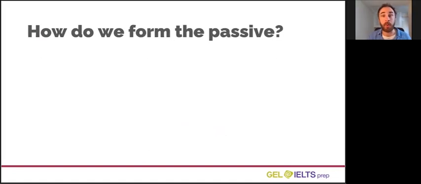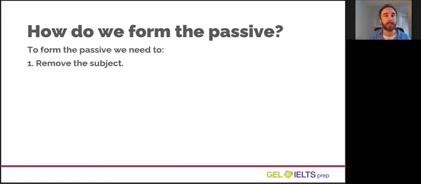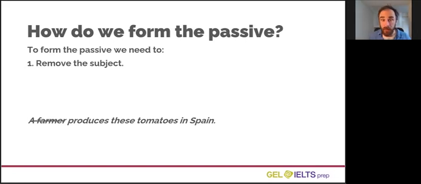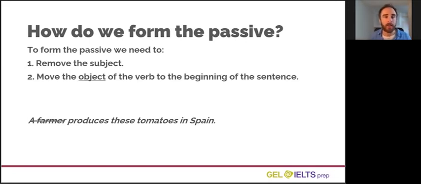So, how do we form the passive? Well, if we take an active sentence, we can change it into passive if the sentence has an object. First, we need to remove the subject because we're not interested in the subject. A farmer produces these tomatoes in Spain. I'm not interested in the farmer. Let's remove it.